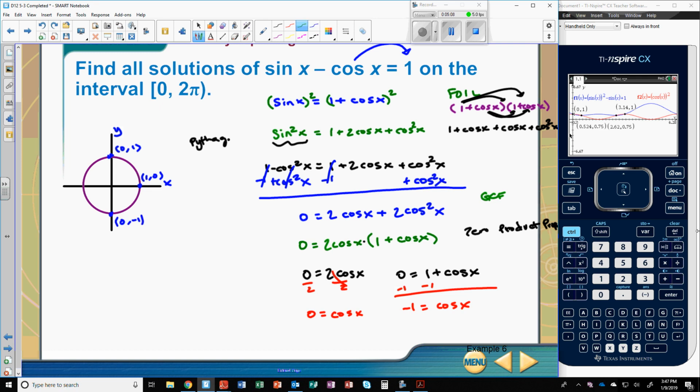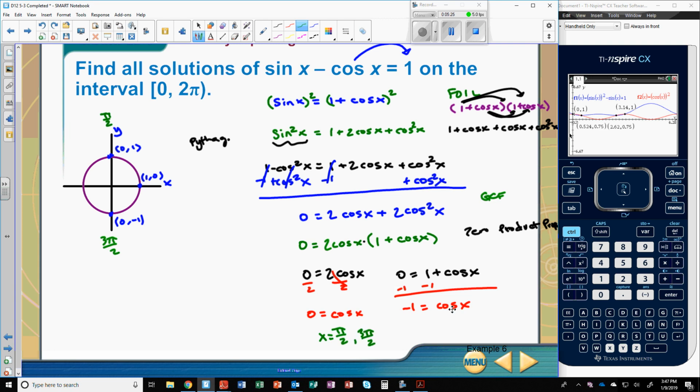So it equals 0 at 2 spots. It equals 0 when we have pi over 2 and 3 pi over 2. So cosine x would equal 0 when x equals pi over 2 or 3 pi over 2.